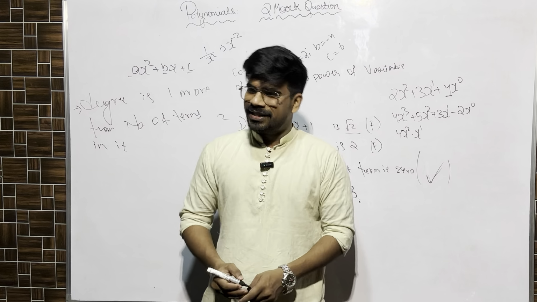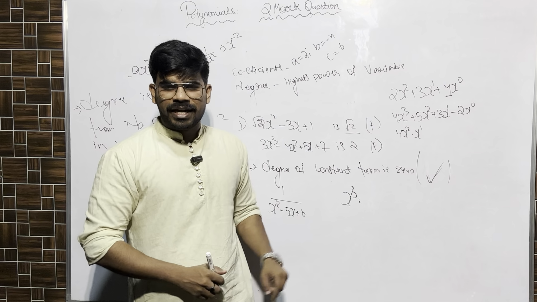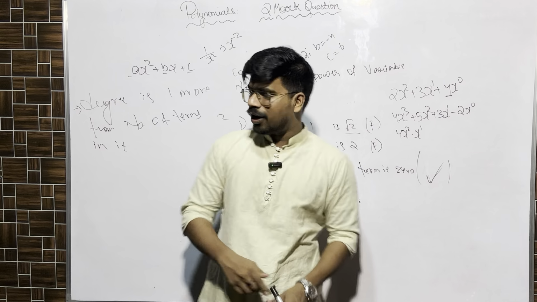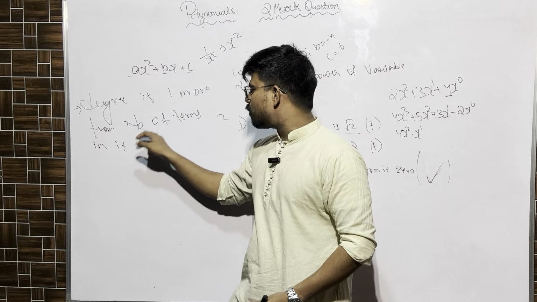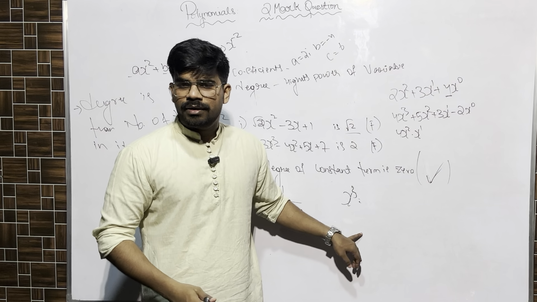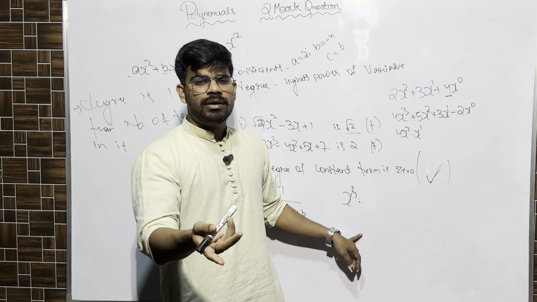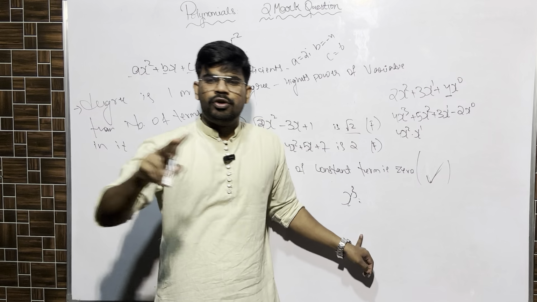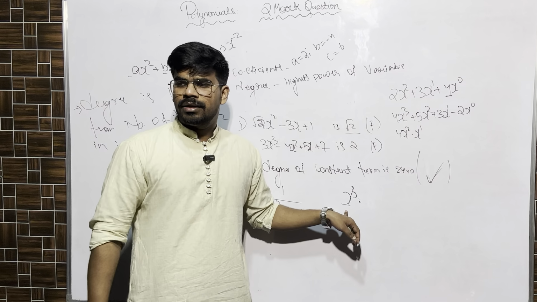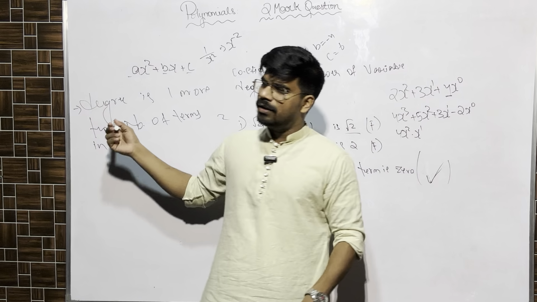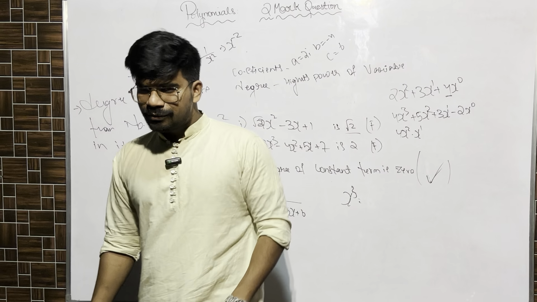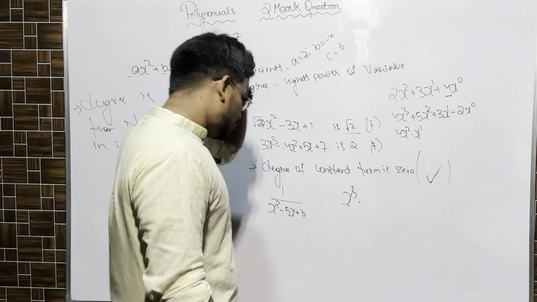For example, x power 3 I will take. What is the degree? 3. Degree is 3. According to this logic, degree is 1 more than number of terms. How many terms are there? 1 term is there. 1 plus 1. According to this logic, degree should be 2. But what is the actual degree? 3. So this statement is false. Useless statement.